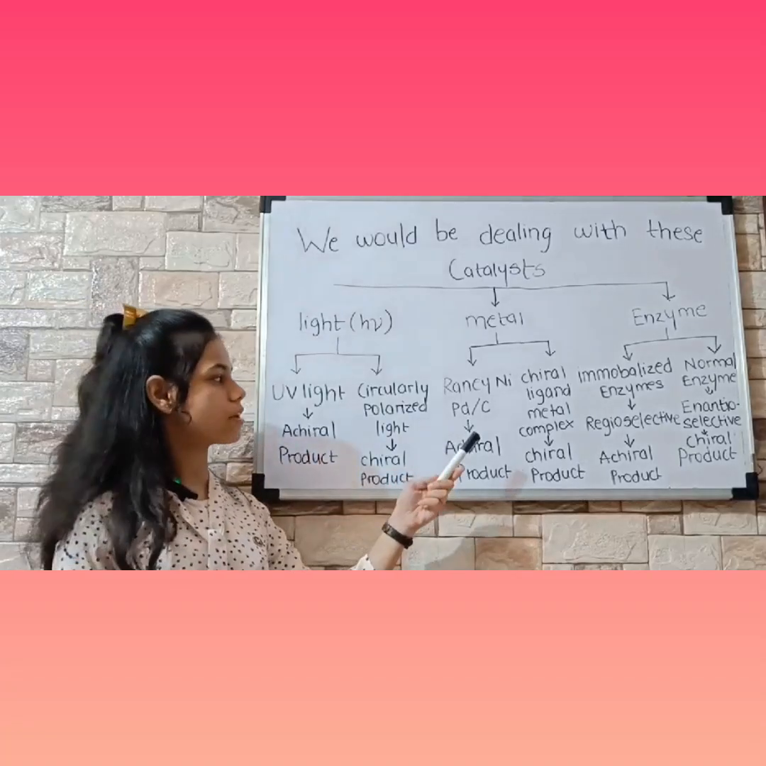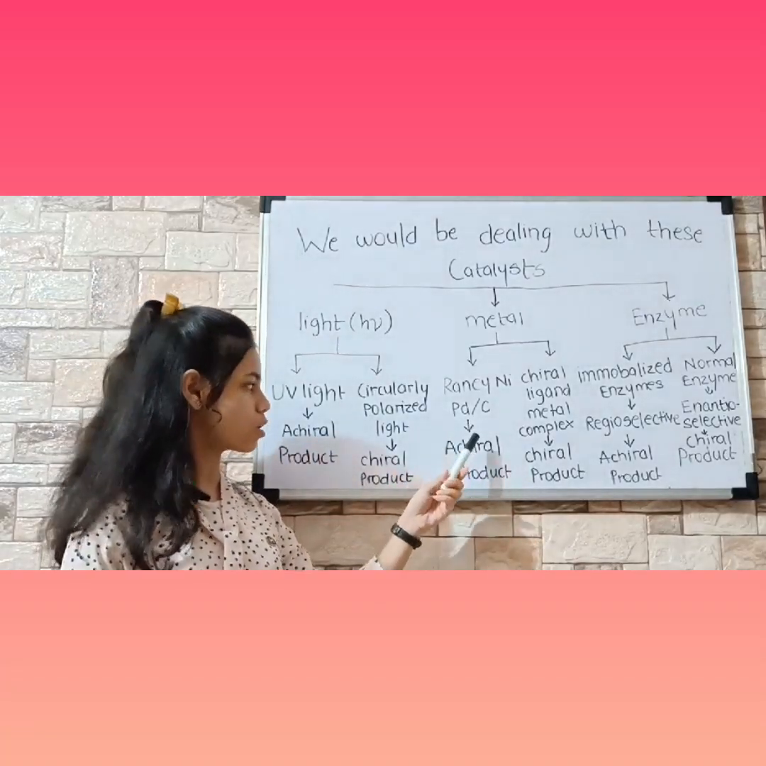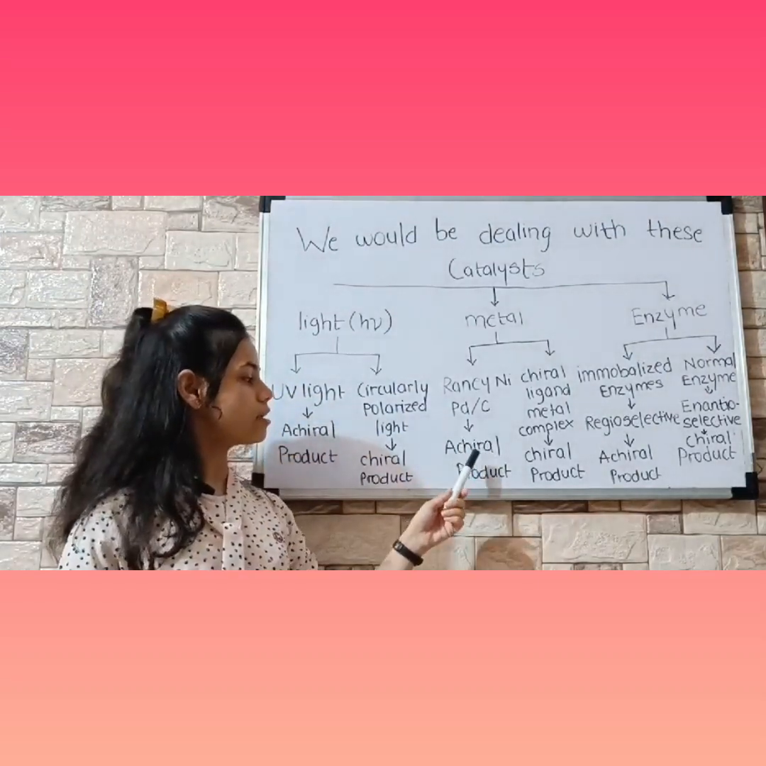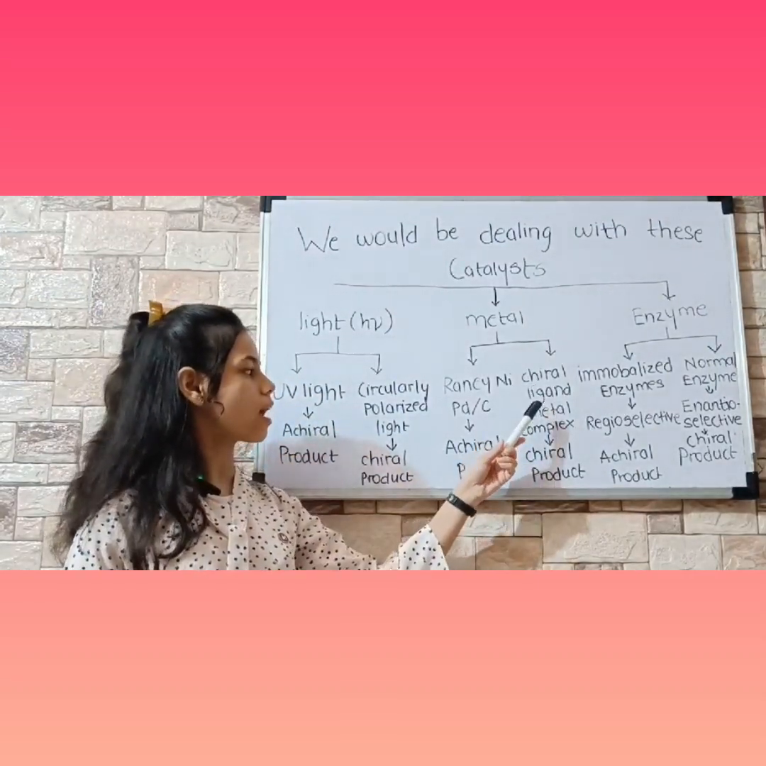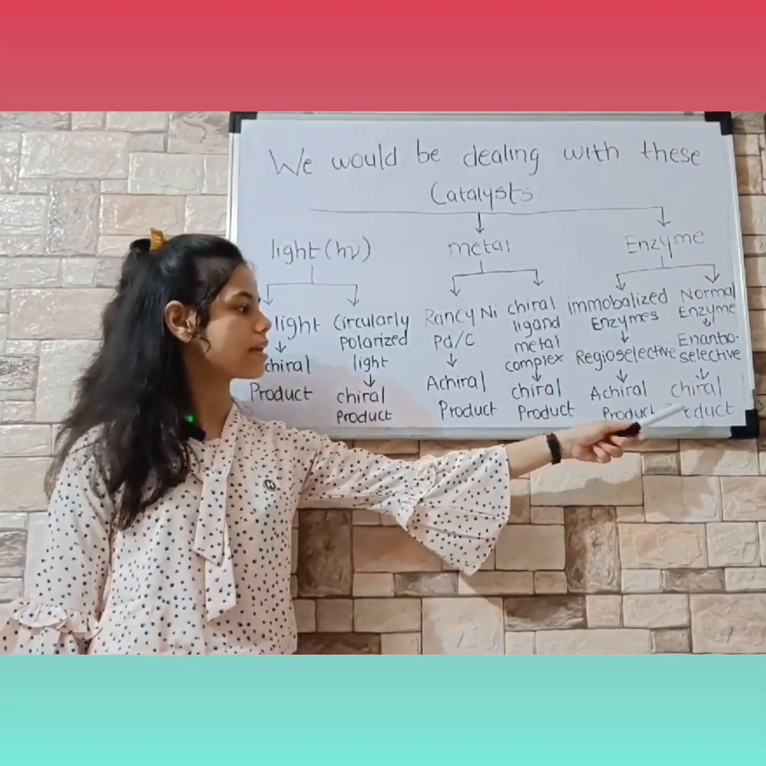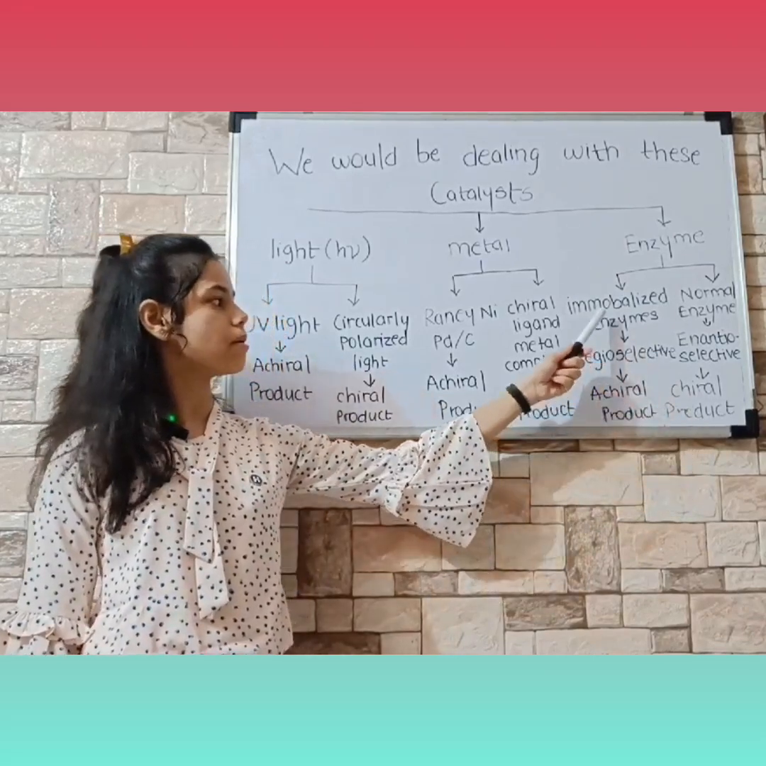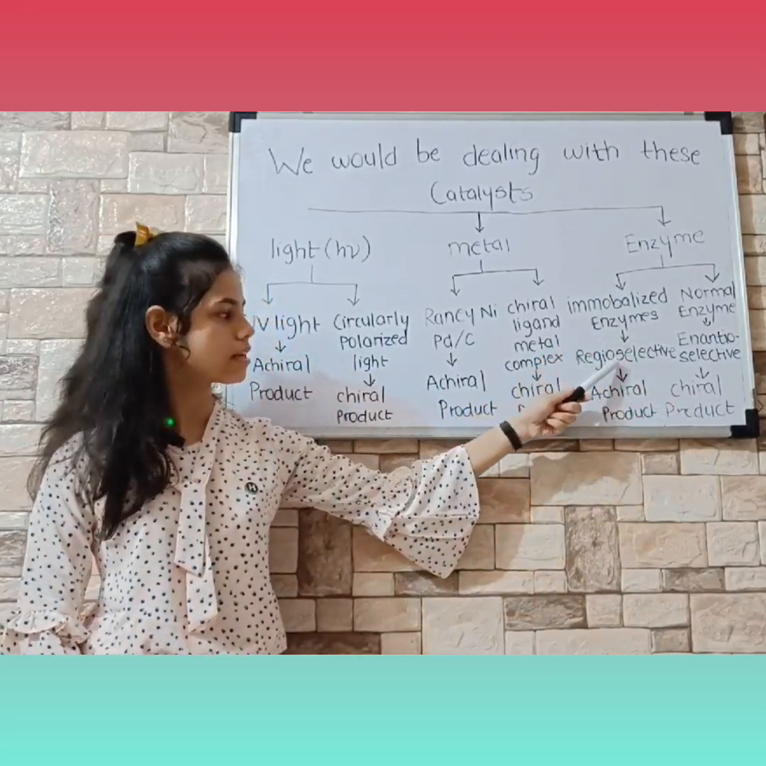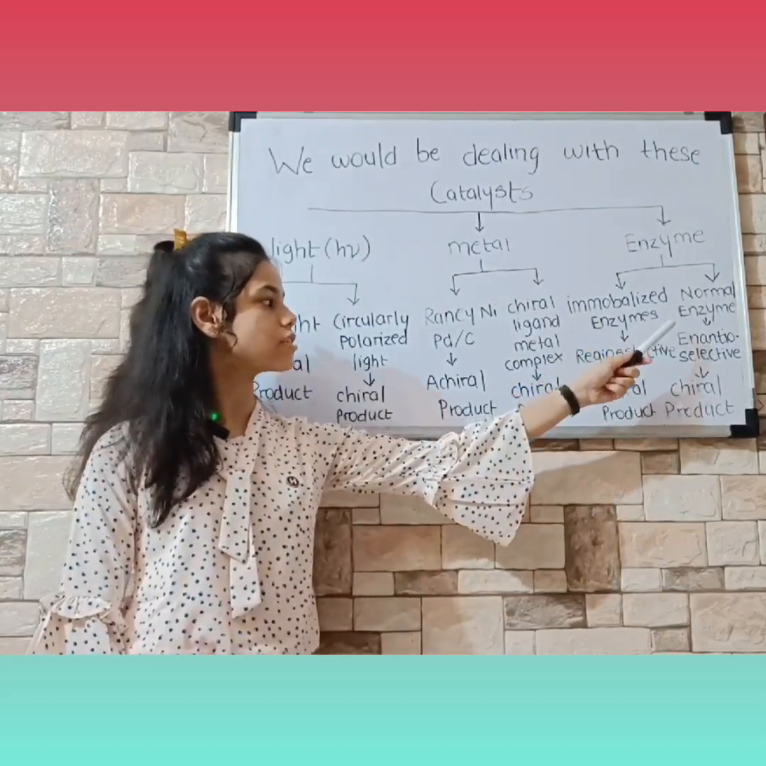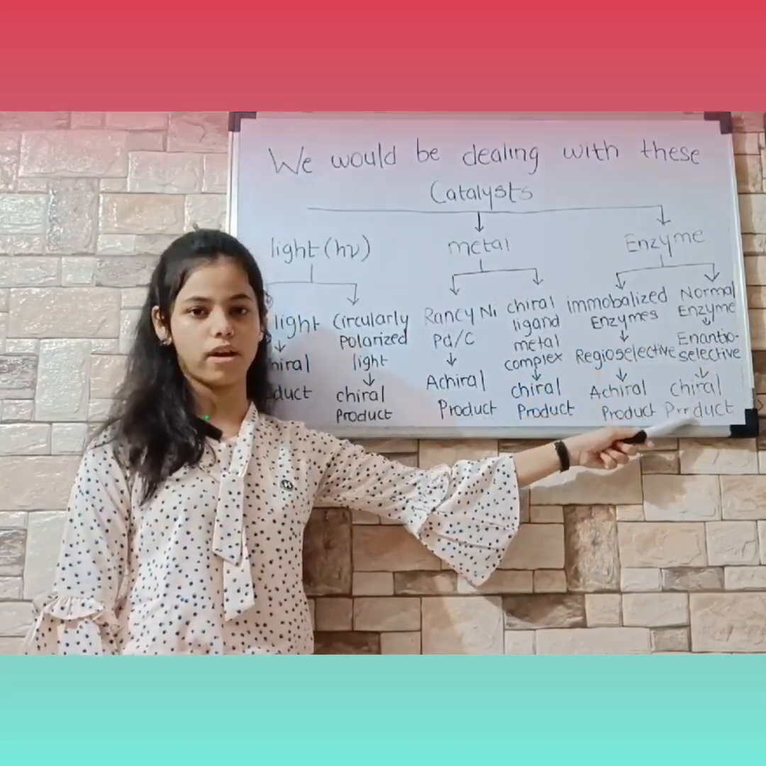Moving on to metals, we have Raney nickel and palladium with charcoal, which my colleague Ankur is going to represent, giving an achiral product, and chiral ligand metal complex giving a chiral product. Moving on to enzymes, they give both achiral and chiral products, where some immobilized enzymes are reduce-selective, giving an achiral product, and normal enzymes are enantioselective, which give a chiral product.